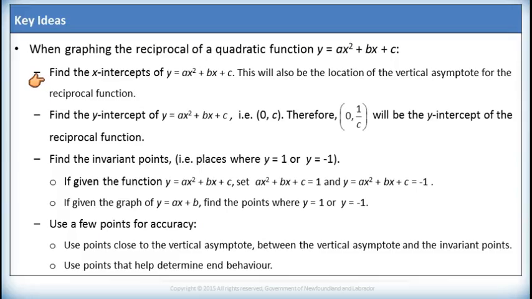In summary, here are the steps for graphing the reciprocal of a quadratic function. Find the x-intercepts to get your vertical asymptotes for the reciprocal function. Find your y-intercept of the quadratic. That'll give you the y-intercept when you take the reciprocal for the reciprocal function. Find the invariant points and use a few points for accuracy. That's a little bit optional, but make sure you've got some reasonable accuracy to your graph.